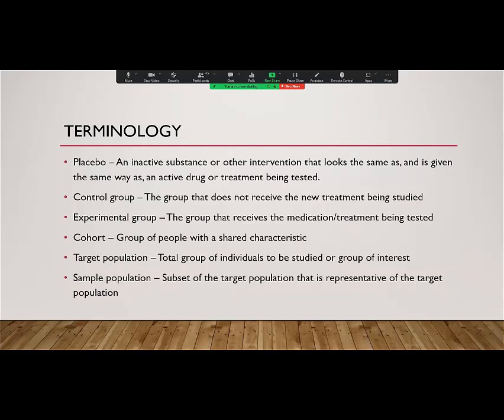A cohort is a group of people with a shared characteristic. So for example, if you are the class of 02, then you're in that cohort. Target population is the group of interest that you're studying. So for example, if you are going to do a study about people with diabetes, but specifically people with diabetes above a certain age group, that would be the target population. And the sample population is the subset that you are actually going to be including in your research study and is representative of the target population.